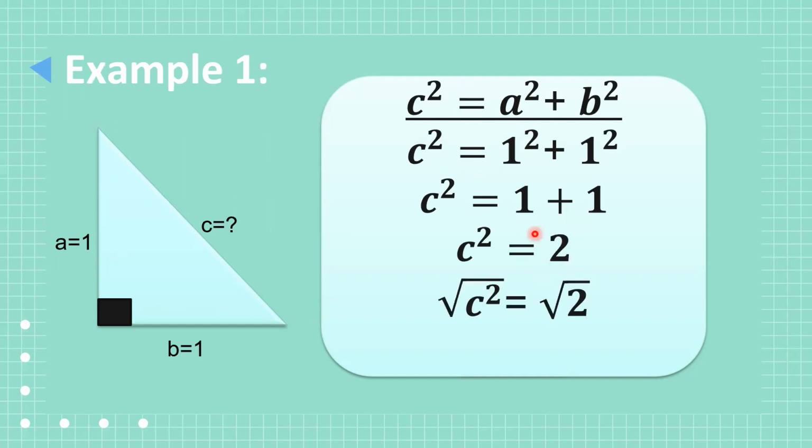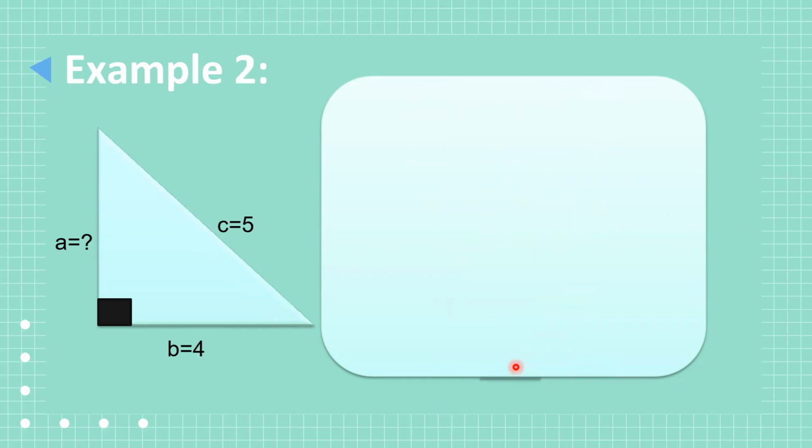Let's get the square root of both sides. The square root of C squared is equal to the square root of 2, since the square root of C squared is equal to C. This is our final answer. C is equal to the square root of 2, or the length of the hypotenuse is square root of 2. Square root of 2 ang final answer since we cannot simplify square root of 2 anymore. So kapag hindi na siya pwedeng i-simplify, okay na yung ganyang answer. Let's proceed to example number 2.